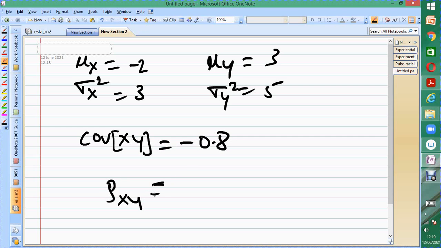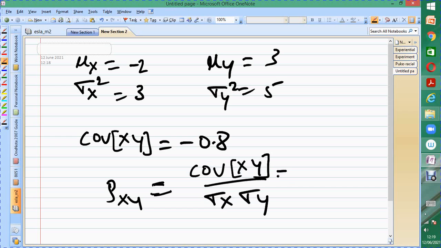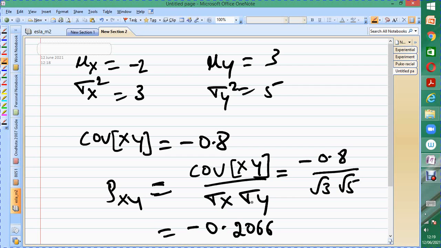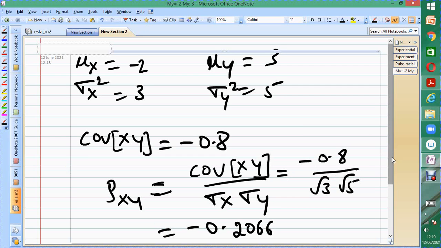As we know, correlation coefficient is defined as the ratio of covariance of xy by the standard deviation sigma x into sigma y. So here covariance is -0.8 and sigma x is √3, sigma y is √5. So substituting and simplifying, we will get -0.2066 as the answer for the correlation coefficient.